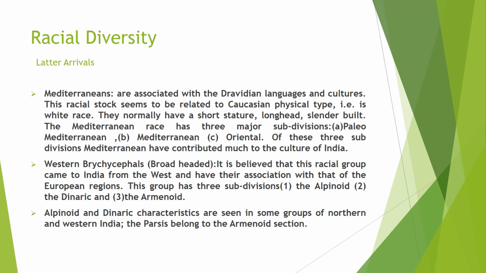Western Brachycephals, the broad-headed. It is believed that this racial group came into India from the west and has an association with the European regions. This group has three subdivisions: the Alpinoid, the Dinaric, and the Armenoid. Alpinoid and Dinaric characteristics are seen in some groups of northern and western India. The Parsis belong to the Armenoid section.